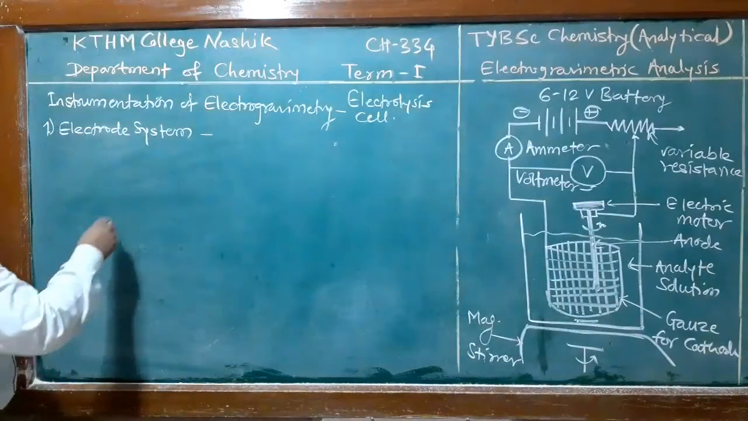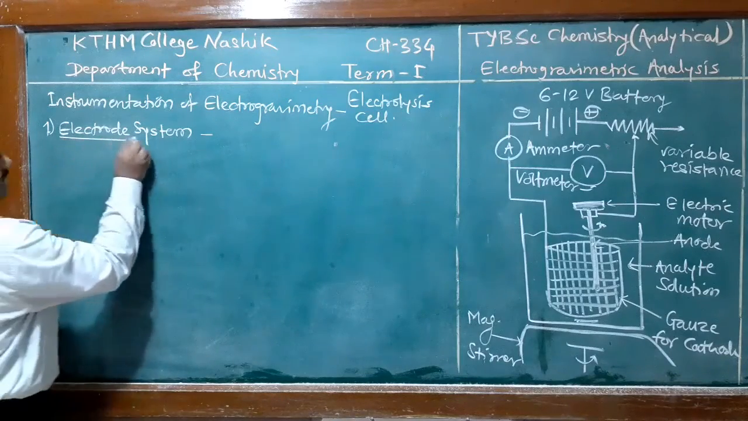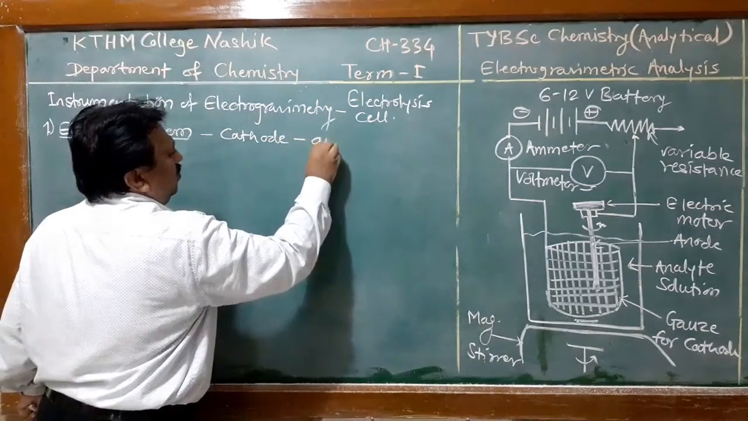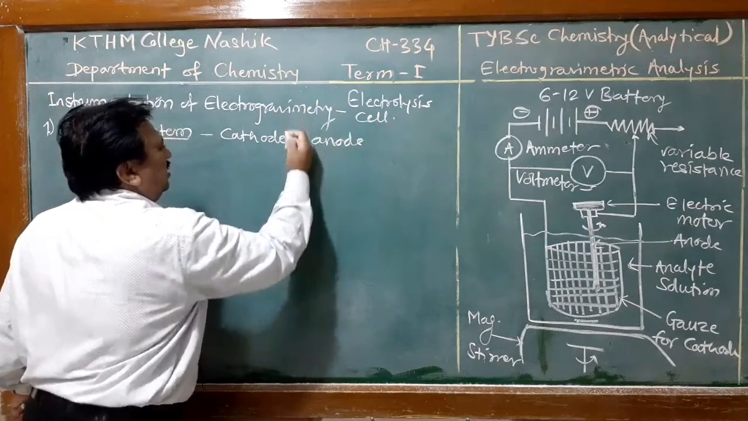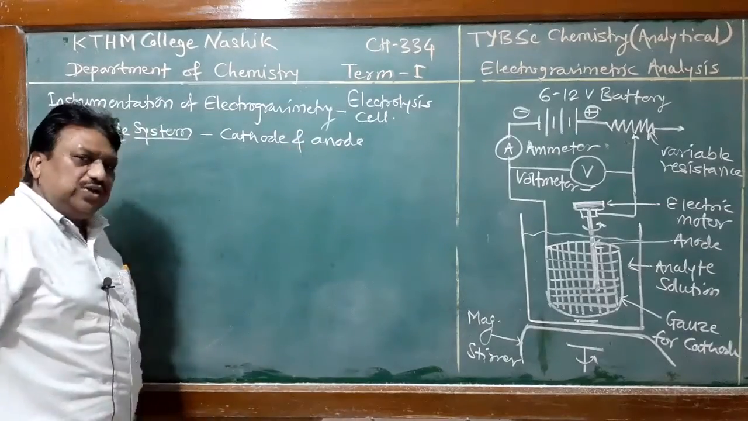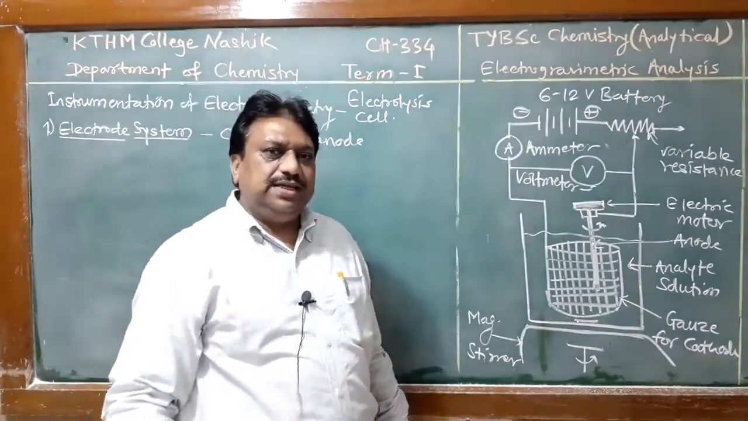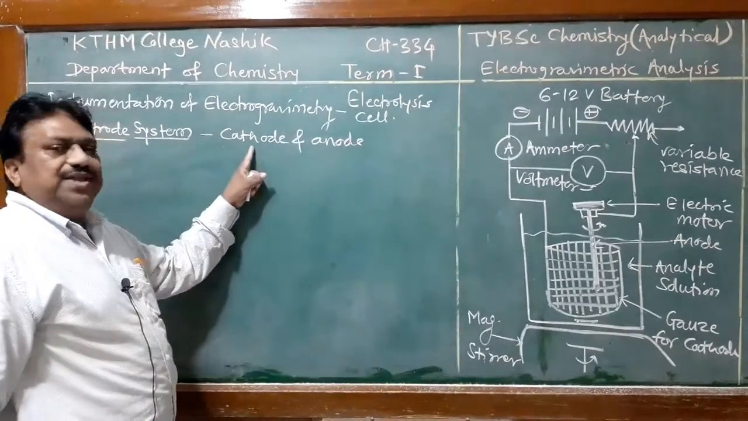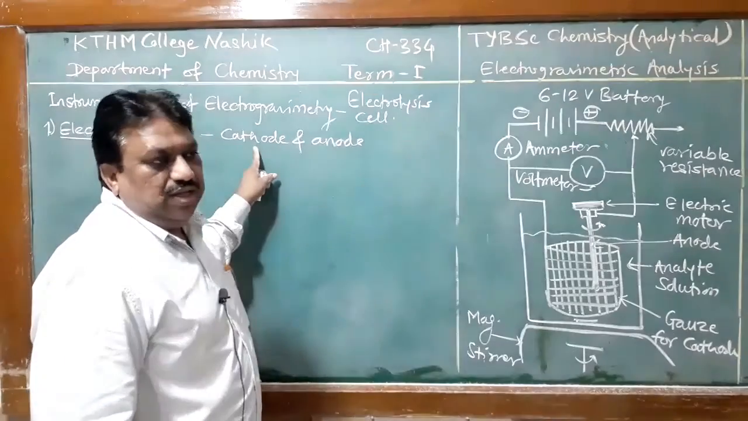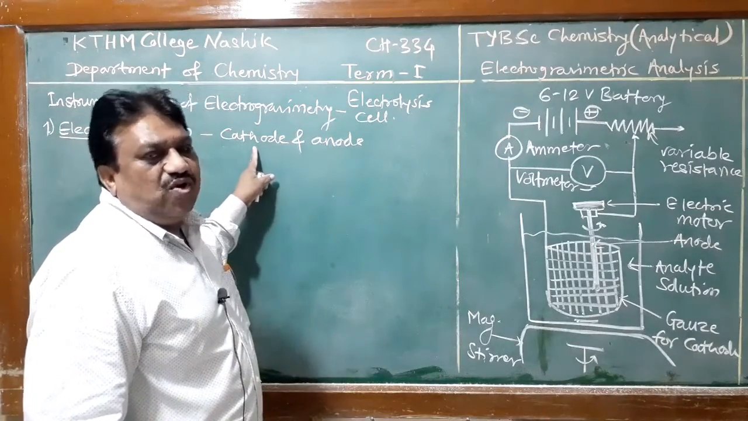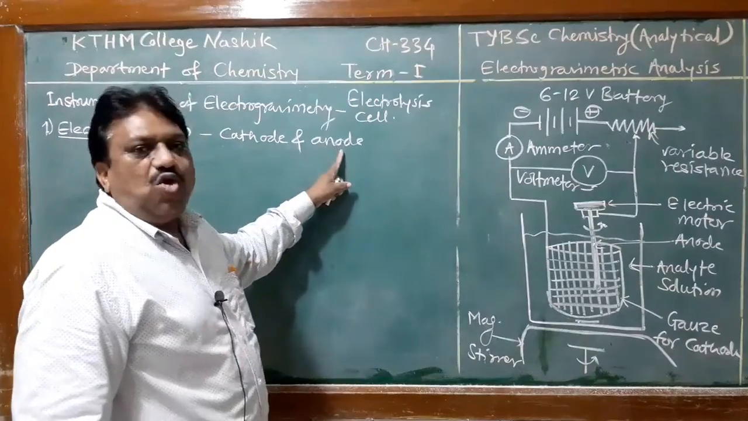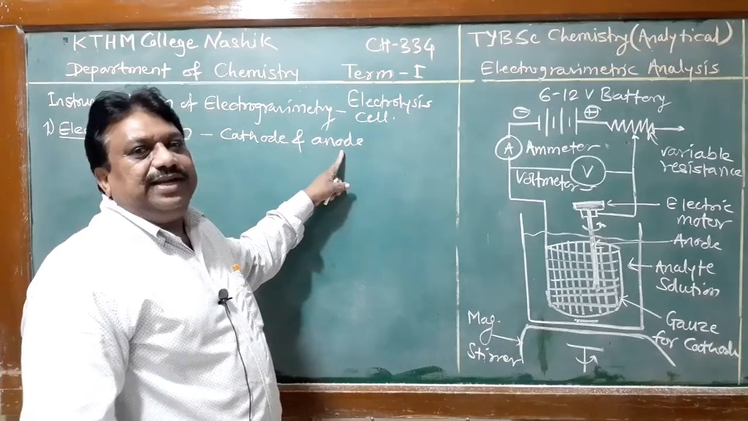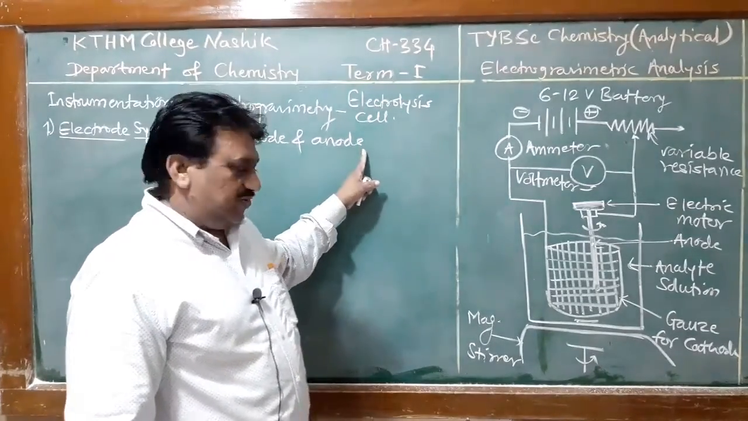Here the electrode system in the electrolysis cell consists of cathode and anode. Both electrodes are required in order to complete the circuit, and generally reduction of the analyte takes place on the cathode because the cathode provides the electrons for the reduction process, and generally oxidation takes place on the anode because the anode takes the liberated electrons during the oxidation process.